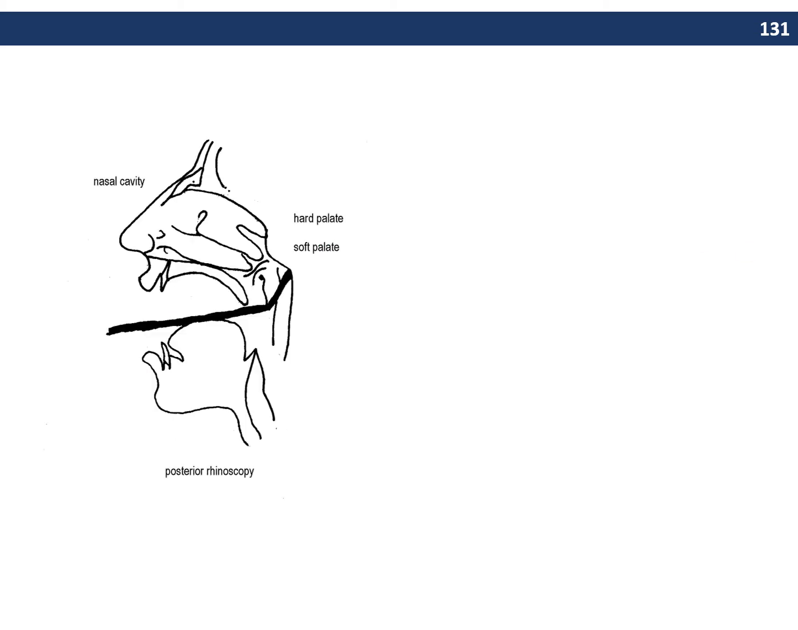If we take a view via posterior rhinoscopy, what we're doing is putting a scope through the oral cavity to allow us to then view the choana, or the posterior apertures of the nasal cavity. So here are the, let's say, choana of the lateral nasal wall, the hard palate and soft palate, and those things are visible as we're looking through the posterior apertures into the nasal cavity.